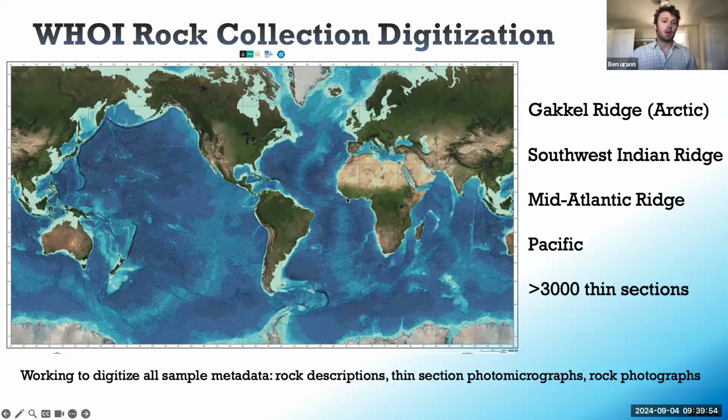What we're really trying to do is get all of the rock dredge data that we have, all of the metadata that goes along with it, the rock descriptions, the thin section images, and the rock photo micrographs, and put all of them in one place that's easily accessible to both researchers and educators so that they can come in and know exactly what they're sampling.